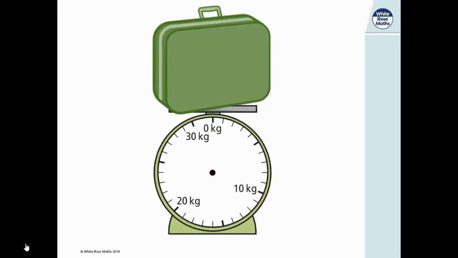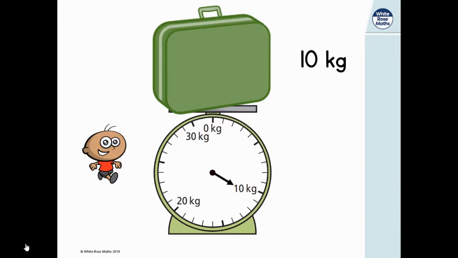Eva decides her case isn't anywhere near heavy enough, so she adds some more things to it, and it now has a mass of 10 kilograms. This scale doesn't have a pointer on it, so she asks Tommy to draw one on for her, and this is where he draws the pointer. He's drawn it straight at the number 10, showing 10 kilograms. Pause the video here. Do you think he's drawn that in the correct place? It is pointing at the 10.